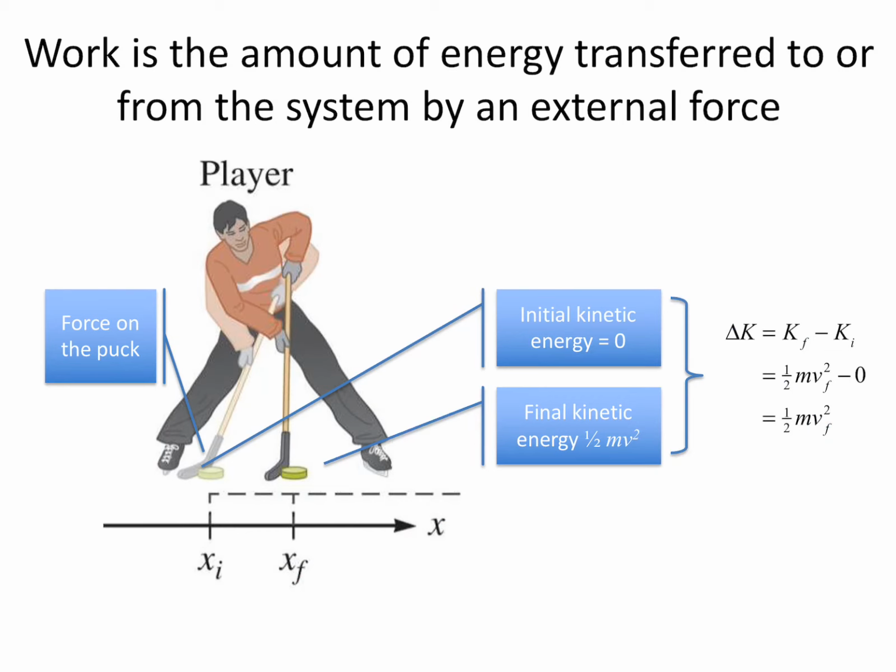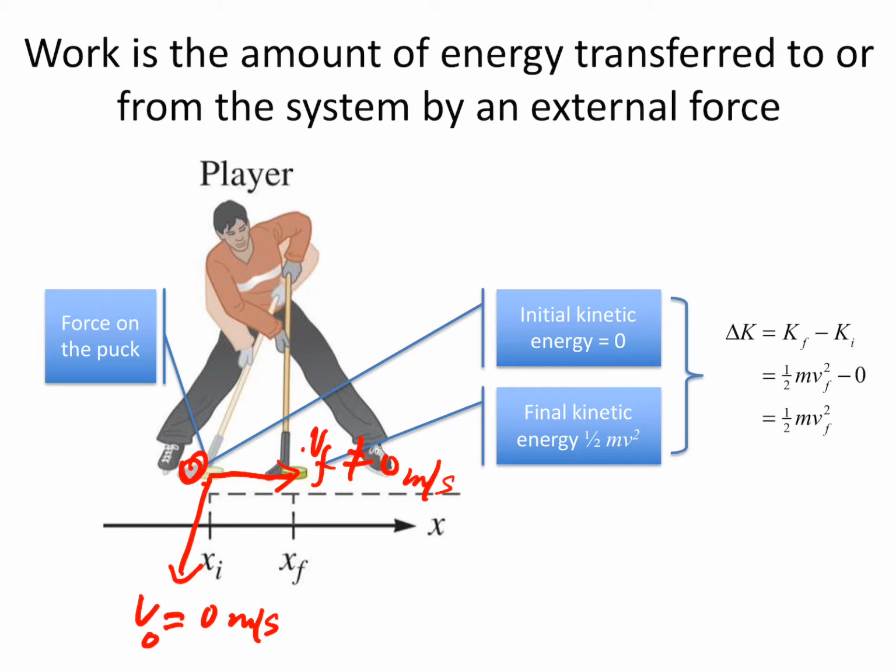Let's talk about work. Let's look at this scenario. You have a hockey player using a stick to hit a puck. He applies some force from here, moving the puck to here. Here the velocity of the puck is 0, and it has some velocity here. Vf is not 0, which means the kinetic energy of the puck increased.